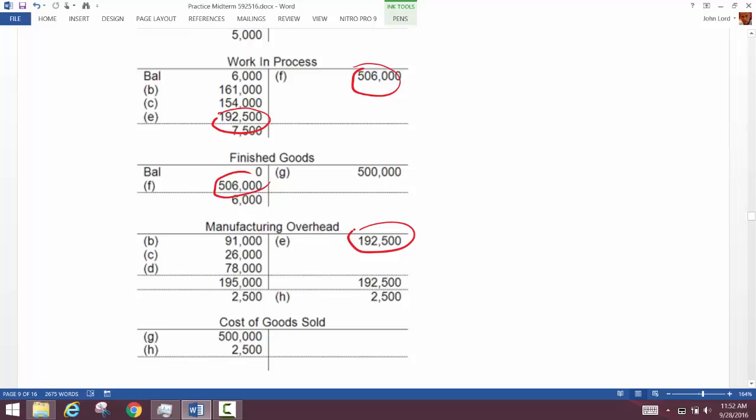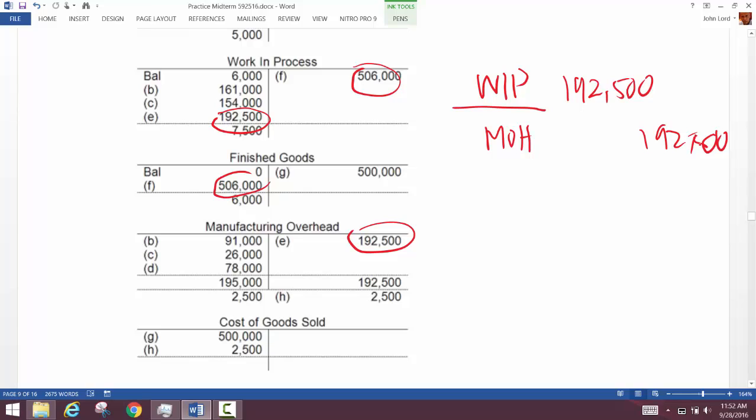Can you give me the journal entry for that? Can you write the journal entry in general journal form? Debit work in progress, 192,000. So just write WIP right here, and then write 192,500 next to it. Good. And then credit, so you're going to indent it a little bit to the right. Manufacturing overhead, 192,500. Good. And all we're seeing there on the left is the posting to those, right?